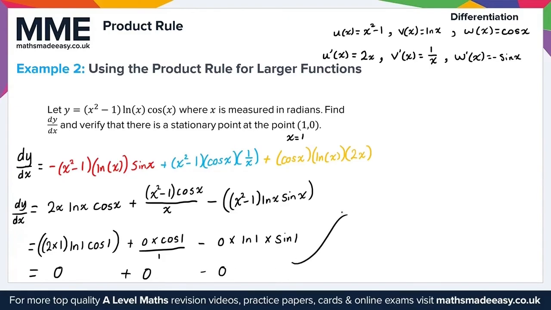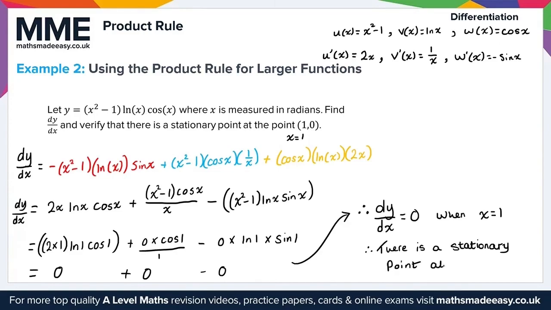Okay, so what we can simply say here is therefore dy by dx is equal to 0 when x equals 1. And therefore, as dy by dx equals 0 when x equals 1, that verifies the fact there that there's a stationary point at the point 1, 0. So there is a stationary point when x equals 1 there. Okay, and that gives us the solution to example 2 there.